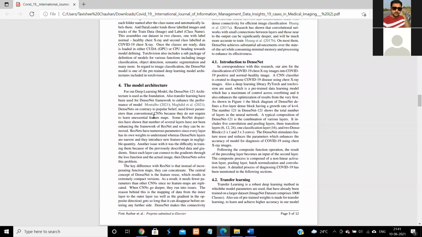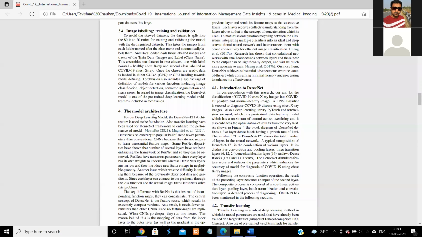And we are using DenseNet. Why we have used DenseNet and how it is better than other models. Even that is necessary to write, how DenseNet is going to enhance our model rather than using other models.